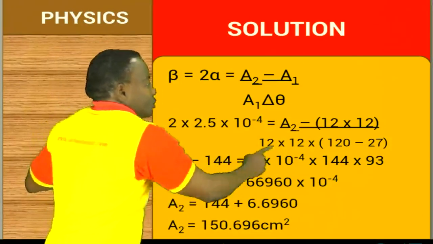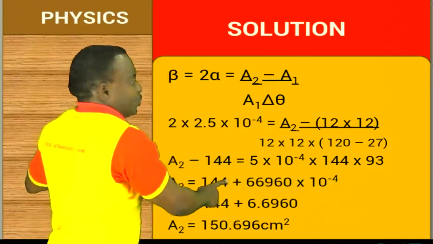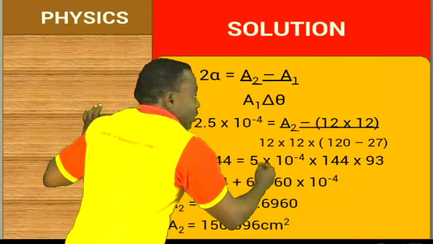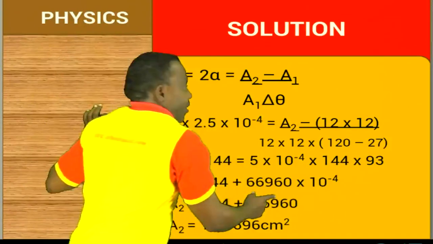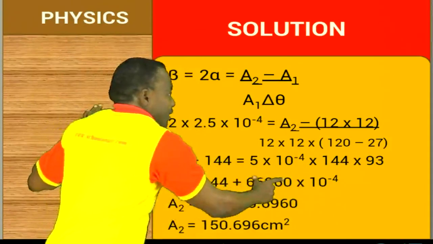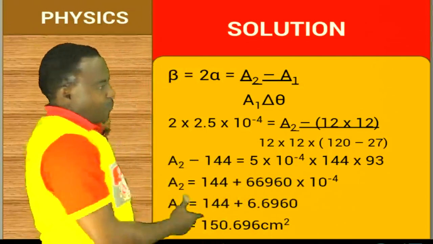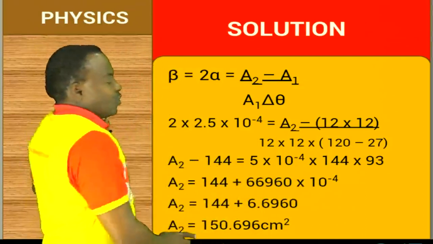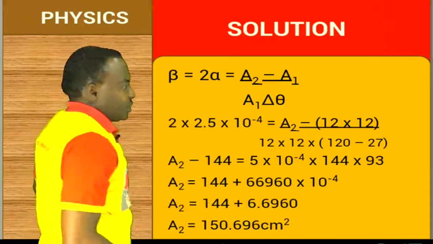Now you take this minus 144 to the other side of the expression, it becomes plus. Then when you work this one out, you will have what we are having here as a value. So by the time you add this to this, is what you have. You can press your calculator to confirm this. So this is the solution to that particular question.